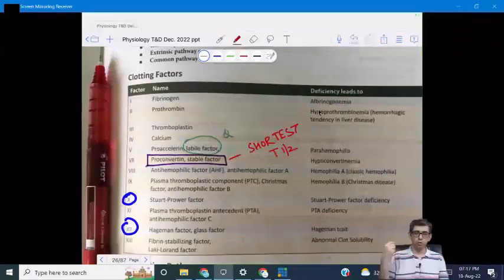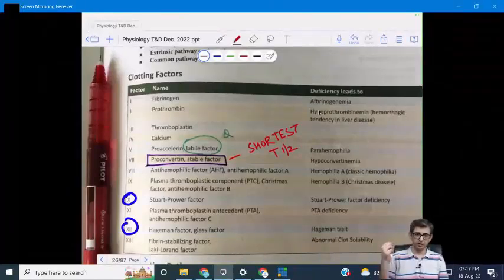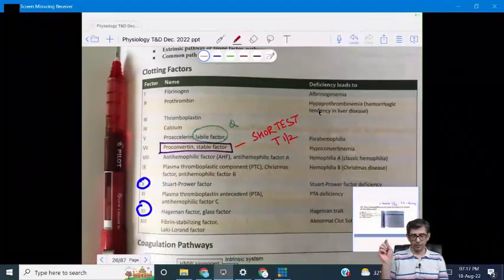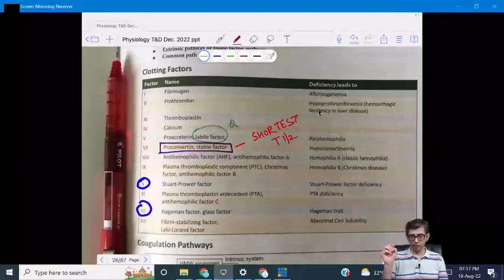Among 2, 7, 9, 10, the shortest half-life belongs to factor 7. Can you tell me which clotting factor has the longest half-life? Tell me overall, not among 2, 7, 9, 10. The clotting factor with the overall longest half-life.